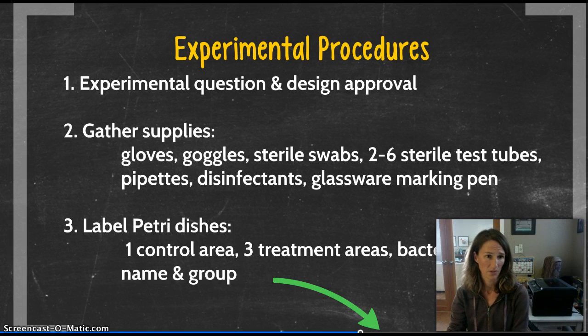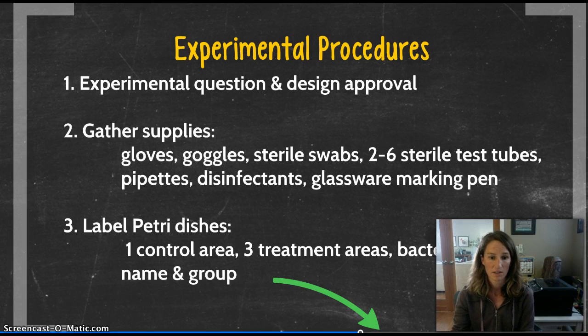Once you get your design approved, you're going to gather your supplies: gloves, goggles, typical lab safety material, sterile swabs, 2 to 6 sterile test tubes, pipettes, and disinfectants, and glassware marking pens. Now, once you have all your supplies, come to me, and I will be giving each member of your team 2 petri dishes full of nutrient agar. You've worked with this before. It's where the bacterial cultures are swiped or streaked, and that's where the bacteria will grow.